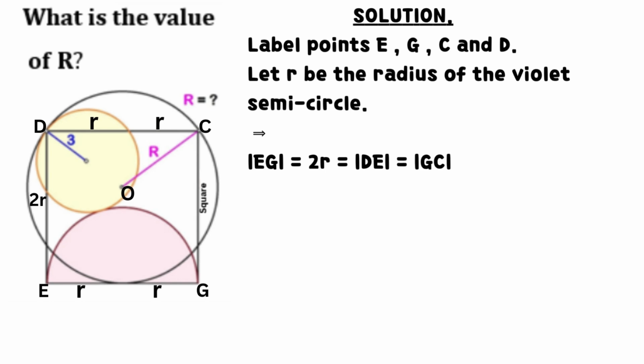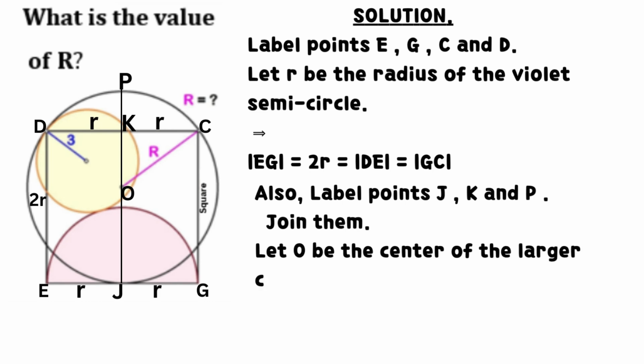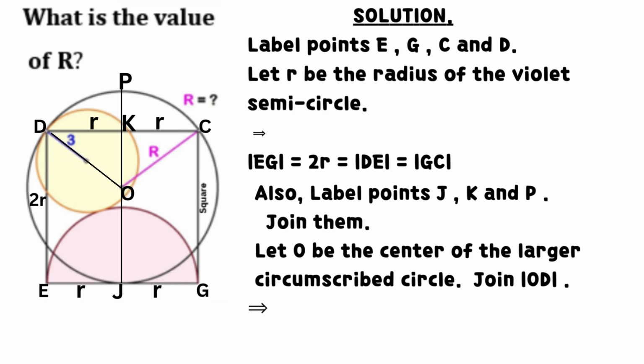This implies that line EG equals 2 times small r, which equals line DE. The result equals line GC. Also, label points J, K, and P. Join them. Let O be the center of the larger circumscribed circle. Join line OD.